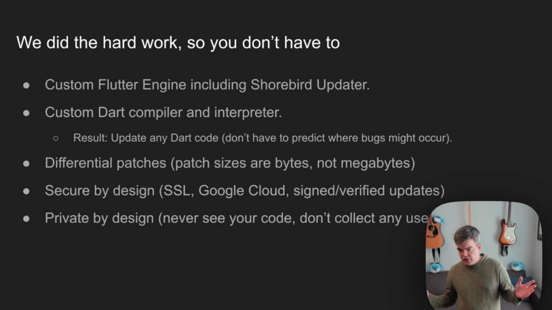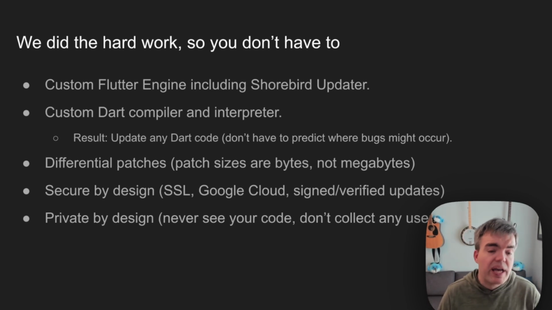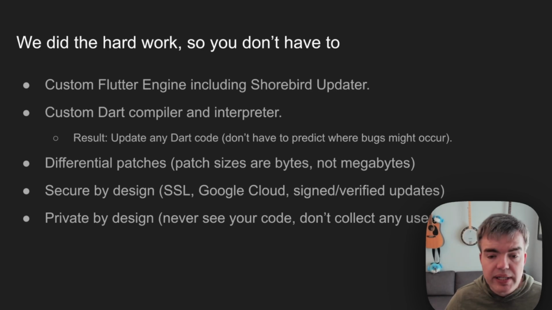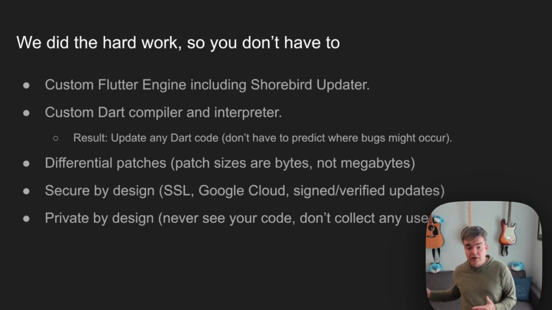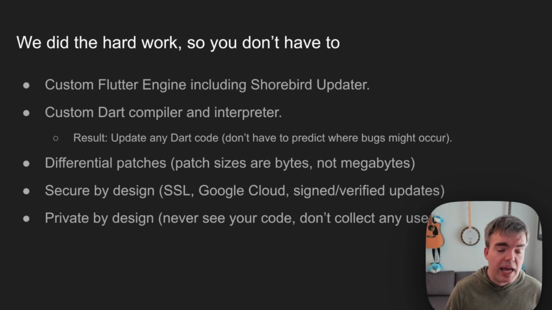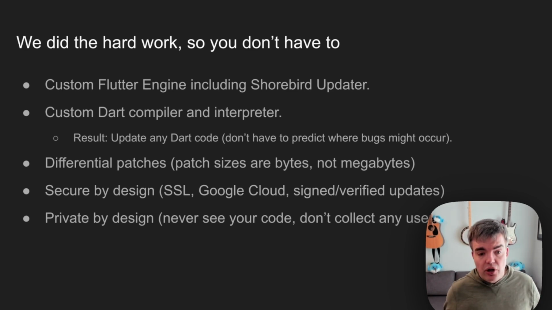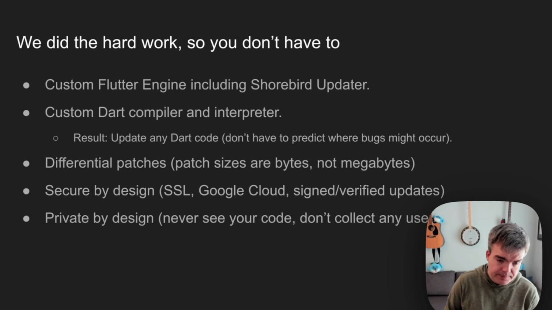We did a whole bunch of work here. Again, this is why it took a year, particularly to bring to iOS. We have a whole custom Flutter engine, including a Shorebird updater. All of this part is open source. We wrote an entirely new Dart compiler and interpreter. This is to comply with App Store guidelines. But the result is, again, that you can change and update any line of Dart code. You don't have to know ahead of time where your bugs might occur, because anywhere there's Dart, you can replace it.